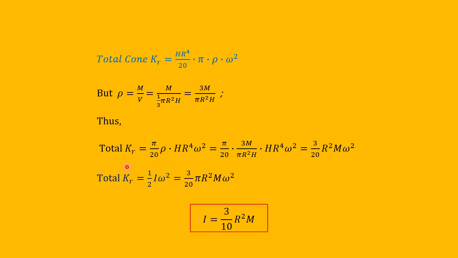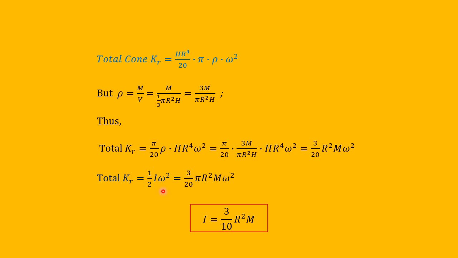But let's remember how we define the moment of inertia of any object, in this case a cone. The total kinetic energy of rotation is 1/2 I omega squared. And we just found out that that total kinetic energy is equal to this stuff right here, 3/20 pi r squared m omega squared. So that tells us that 1/2 I omega squared has to equal 3/20 pi r squared m omega squared.